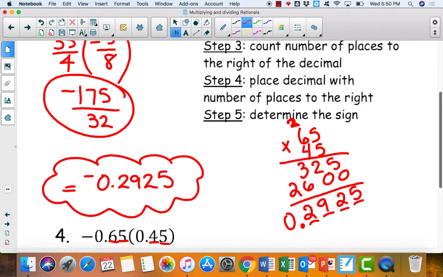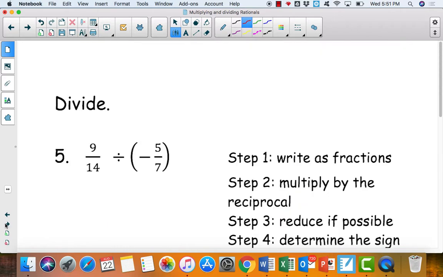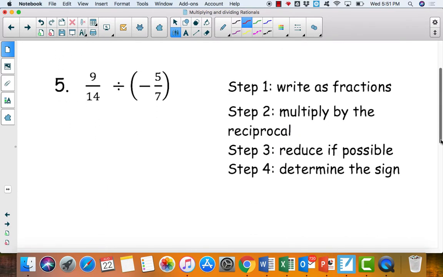Don't even think about grabbing a calculator. You've got one sitting right on top of your shoulders. It's way better than the ones in the classroom. Number 5, let's see. We're dividing fractions.